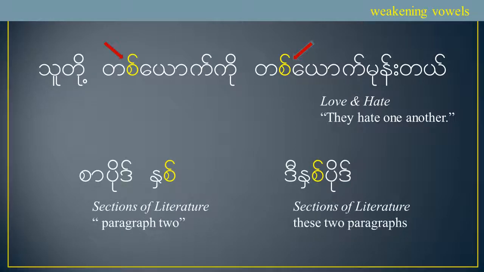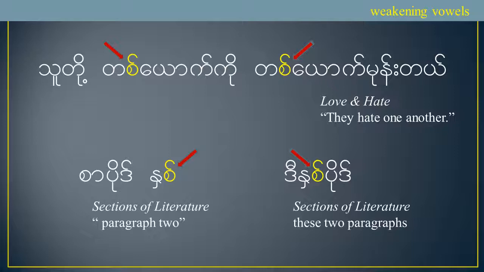Now to demonstrate how that's true, let's look at another couple of items on the language app. Go to the Sections of Literature section of the language app and we'll look for these 2 phrases. The first on the left here is the phrase for paragraph 2. Now, when you see that, listen to the way that that vowel is pronounced. It retains the way it's normally pronounced with the it sound. But now, look at the phrase for these 2 paragraphs. It's the same word, but now it's put into a phrase. There's something that follows it, and therefore the sound is weakened.